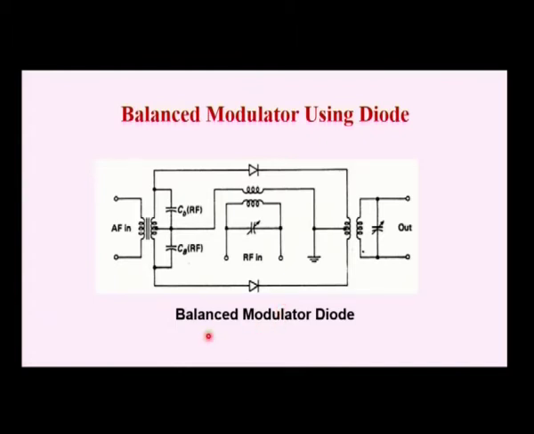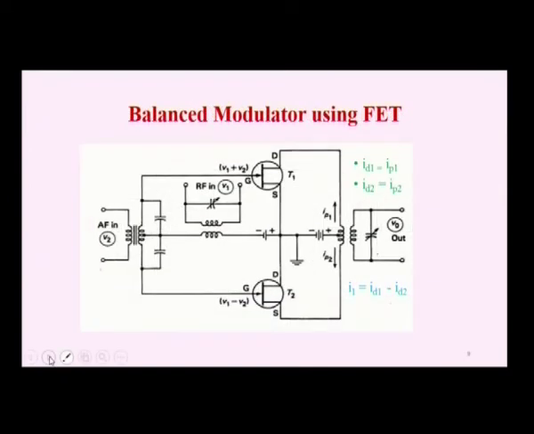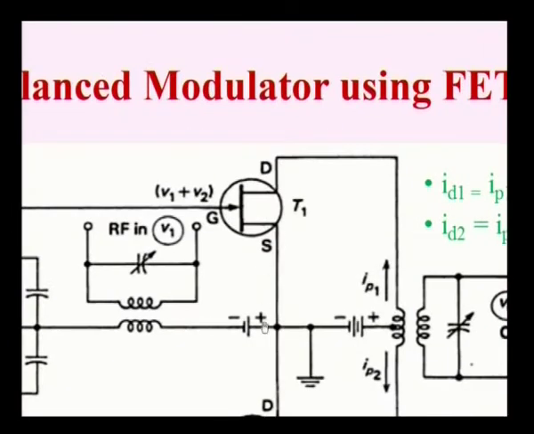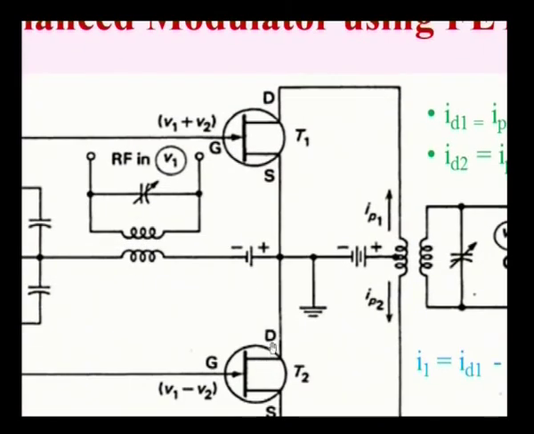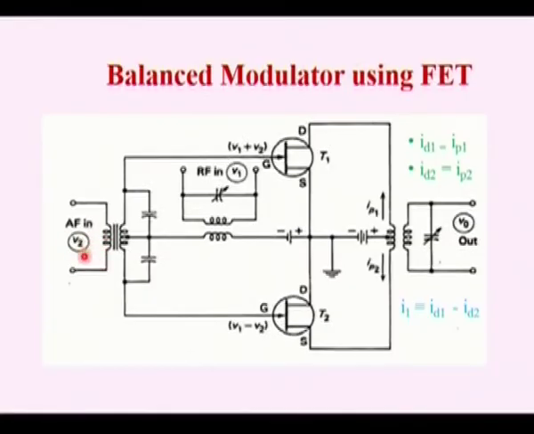This is the circuit constructed using diodes, and this is the balanced modulator constructed using FETs. Here we have two FETs, FET 1 and FET 2. It is the same circuit, but instead of diodes we have field effect transistors, and these two devices will also be operated in the nonlinear region. Here we have the audio signal and the radio signal, which is going to be the carrier. Let us consider this is V1 and this is V2. What is the purpose of this transformer? Here it is a center tap transformer.